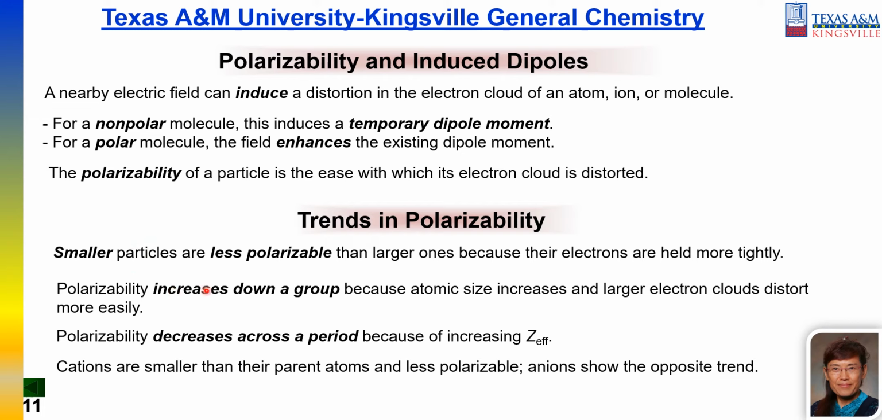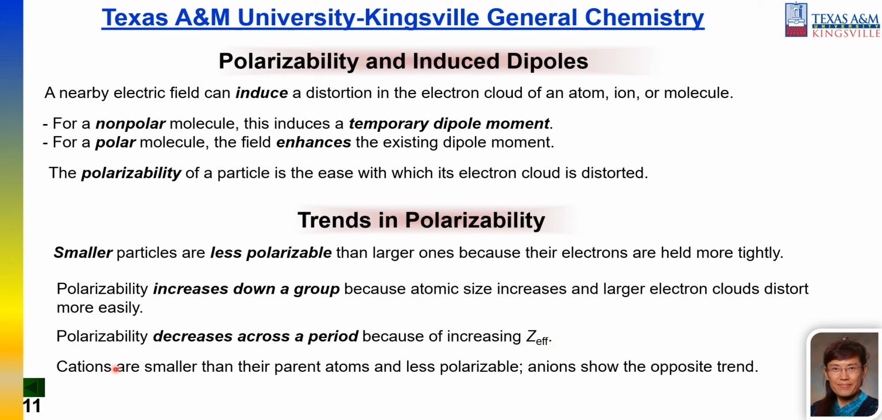Polarizability increases in the same group from top to bottom. Polarizability increases down a group. The reason is that the atomic size increases from top to bottom. Therefore, the electron density cloud is going to be more easily distorted. Polarizability decreases in the same period from left to right. Polarizability decreases across a period because of the increasing effective attraction of the nuclei.